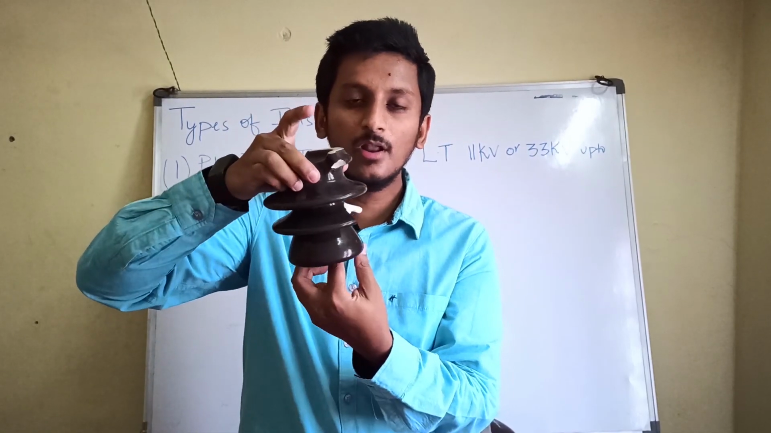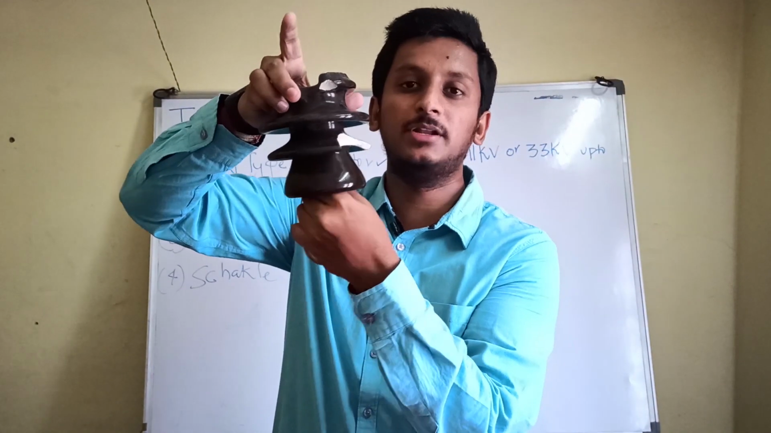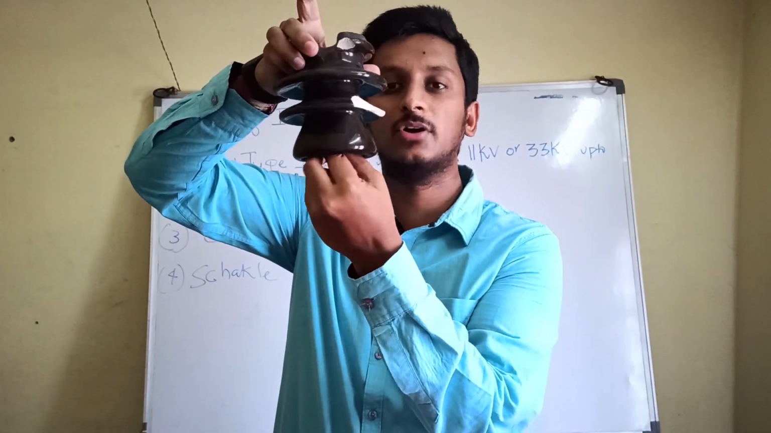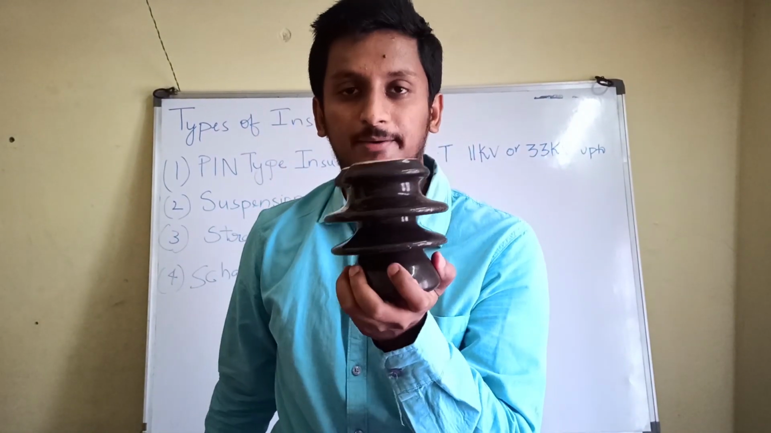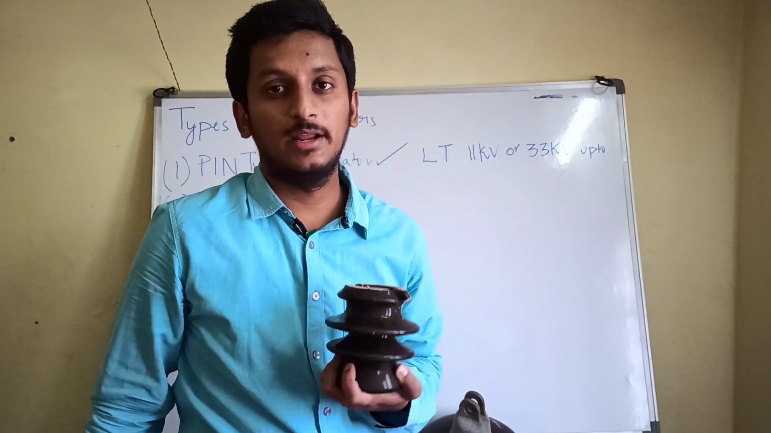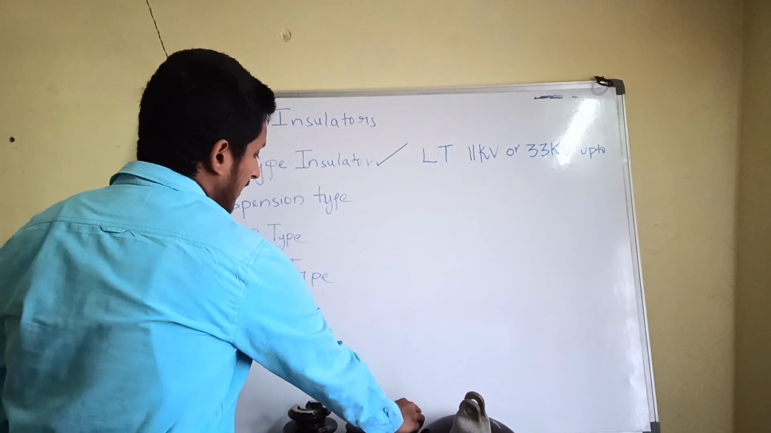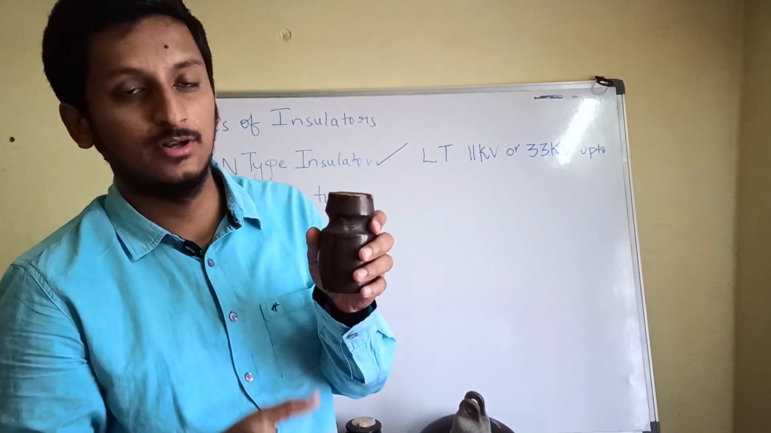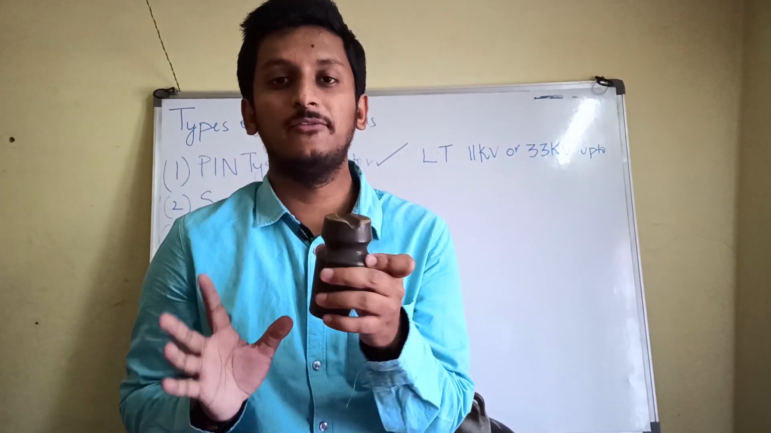Now the bottom of this part is a galvanized steel pin, which you are going to fix on the cross arm. This is the insulator. You can use it up to 33 kV or 11 kV. For the 11 kV, we have one more insulator, the LT insulator. This is the insulator you will mostly find near your homes.